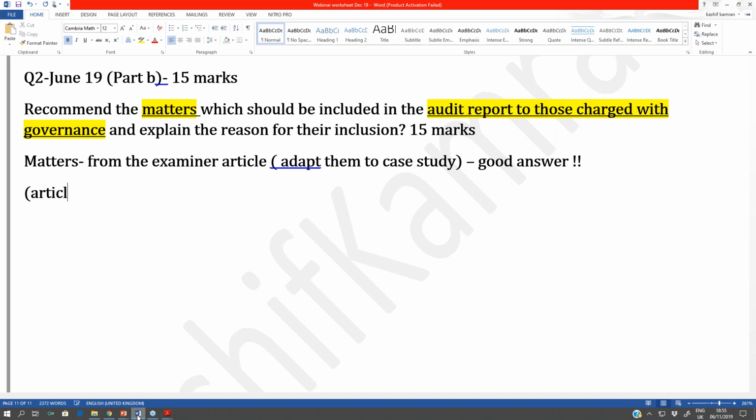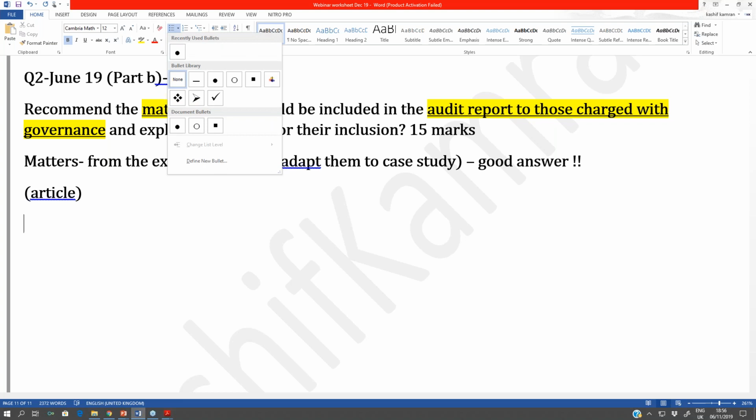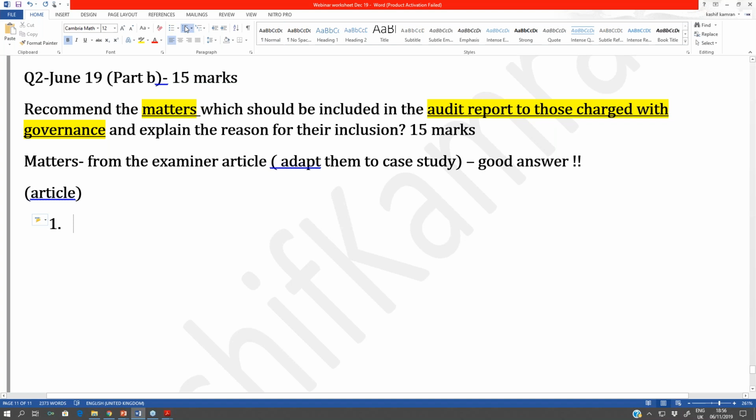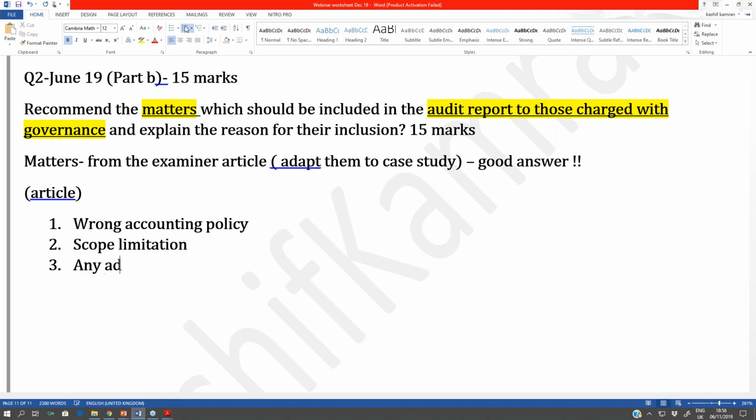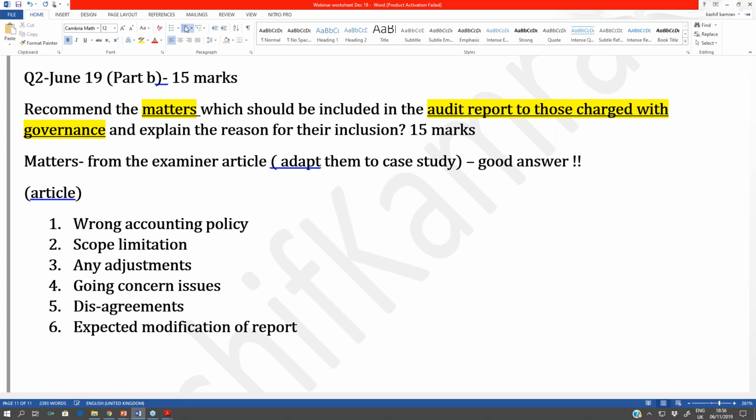Let's quickly write them down and then connect them with the case study. The number one matter coming from the article was a wrong accounting treatment, a wrong accounting policy. Number two, scope limitations. Number three, any adjustments. Number four, any going concern issues. Number five, any disagreements you have with management. Number six, any expected modification of the report. And number last, any weaknesses in the internal control systems. Isn't that easy to remember for the exam paper?